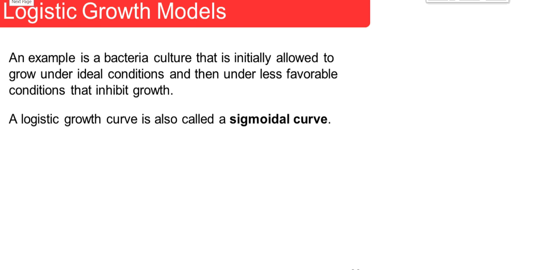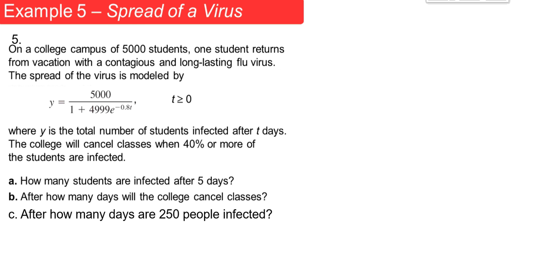So let's apply this to a problem here. For this one, it says, on a college campus of 5,000 students, one student returns from vacation. Wow, you know, never mind. Just kind of reminds me of our world right now. Returns from vacation with a contagious and long-lasting flu virus. The spread of the virus is modeled by this.